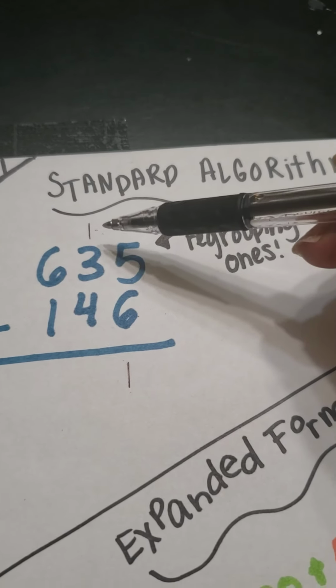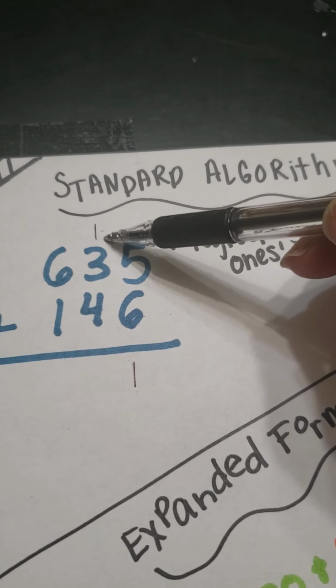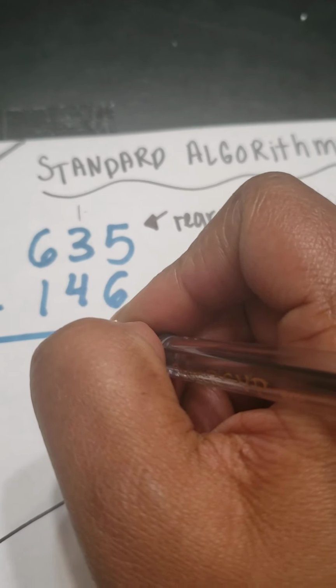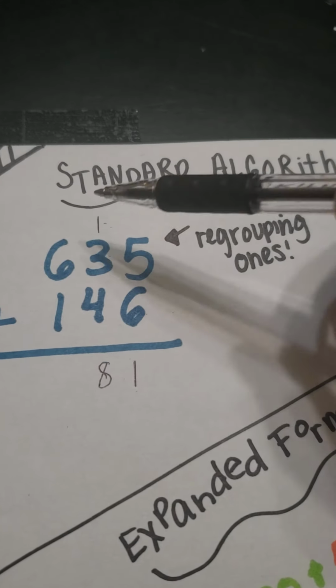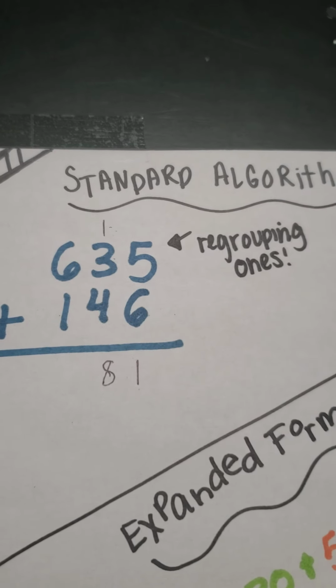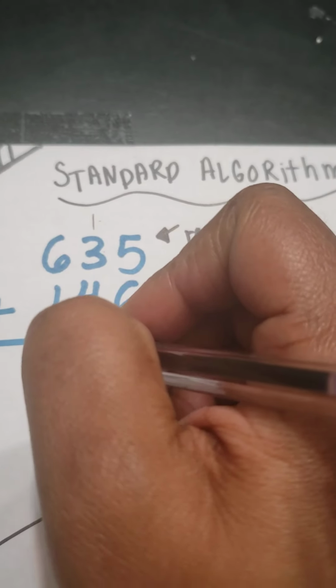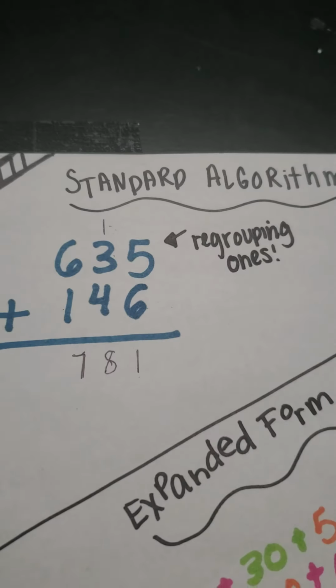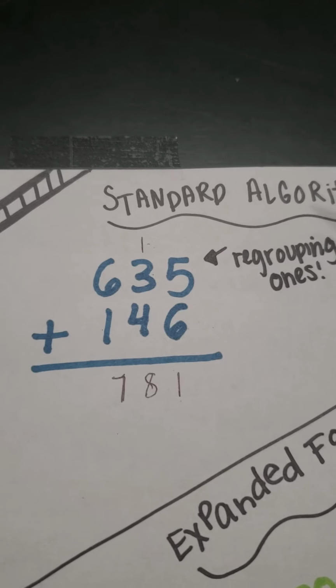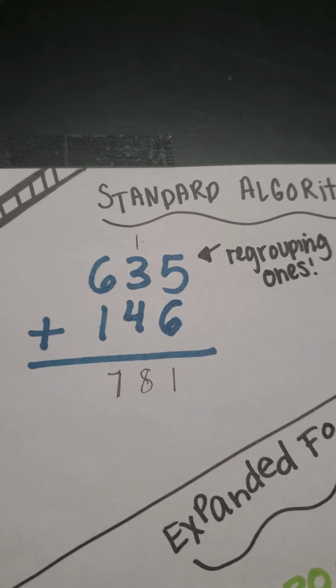So now we're in the tens place, and we can add 1 ten plus 3 tens plus 4 tens, and that gives us 8 tens. Next, we come over to the hundreds place, and we add 6 plus 1, and we get 7. So our answer to the problem 635 plus 146 is 781.